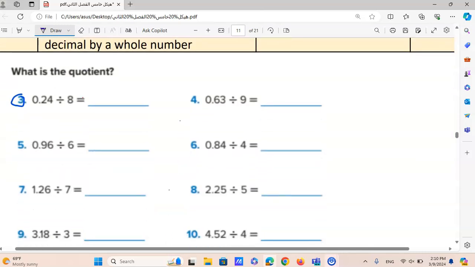Here you can do the same. 24 divided by 8 equals 3. When you write 3, see 2 digits to the right. So the decimal point is here. How can I make 3 after 2 digits? You put 0 and here 0. So 300. And do the same with the others.